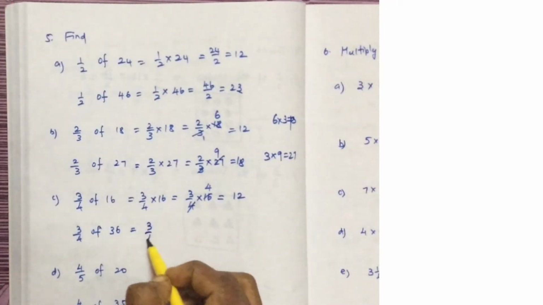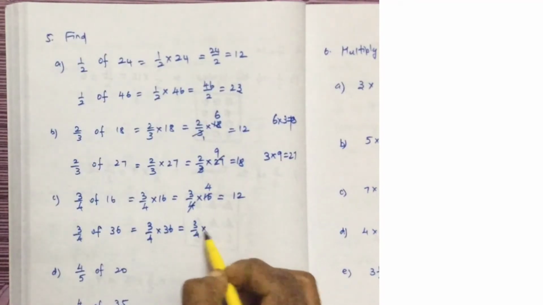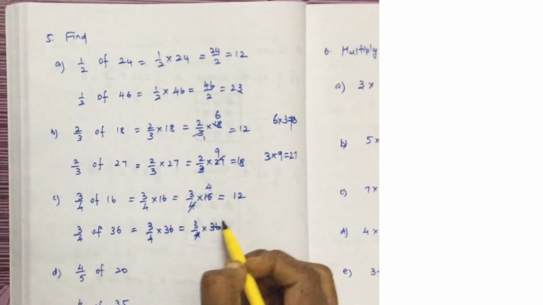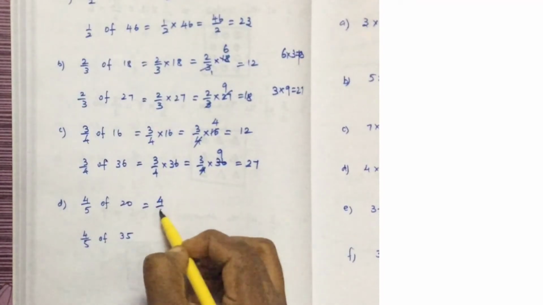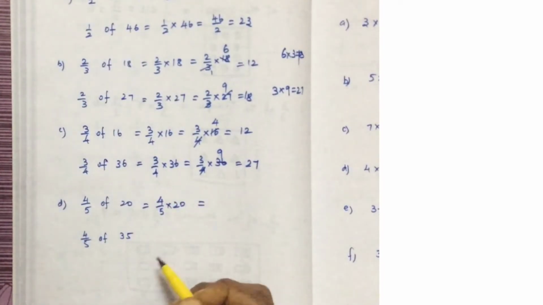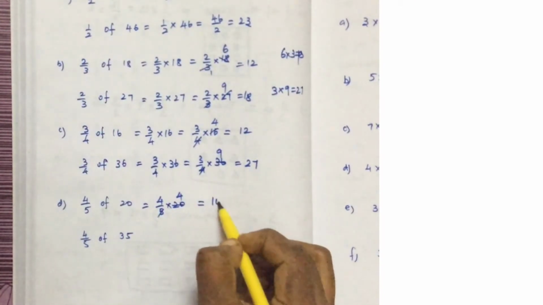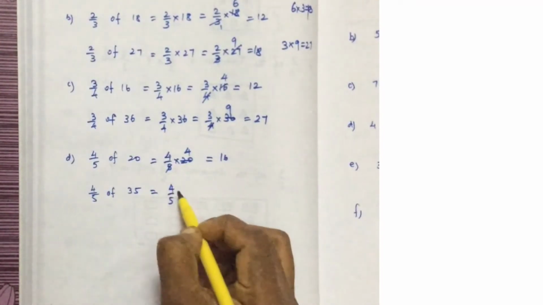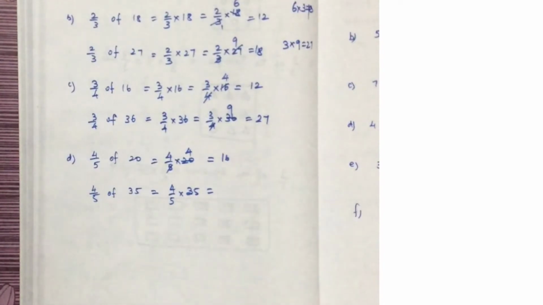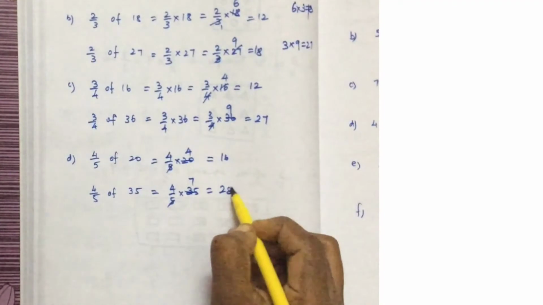Next is 3 by 4 multiplied by 36. So 3 by 4 multiplied by 36. 4, here it is 9. The answer is 27. Next is 4 by 5 multiplied by 20. Okay, 5 ones are 5. Here it is 4. 4 fours are 4 multiplied by 4 is 16. Next is 4 by 5 multiplied by 35. Okay, here it is 7. 7 multiplied by 4 is 28.